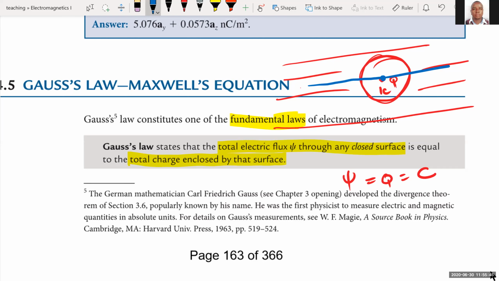If there is completely no charge inside this closed volume, then no flux will get inside there. They will just bypass it. Okay, that is the meaning of Gauss's law, that the total electric flux that is passing through a closed surface is equal to the total charge enclosed in that surface.